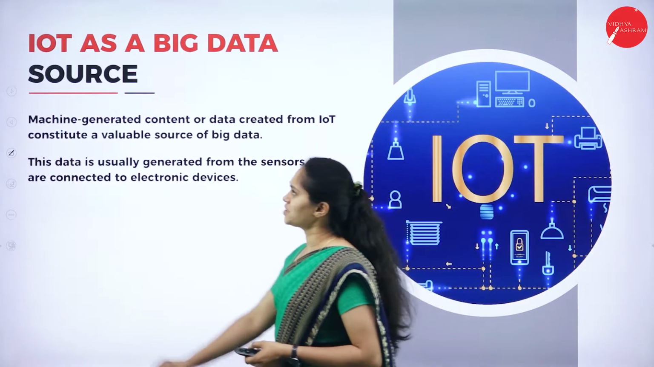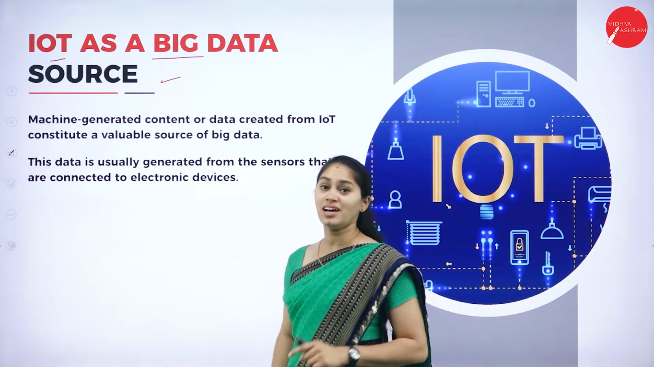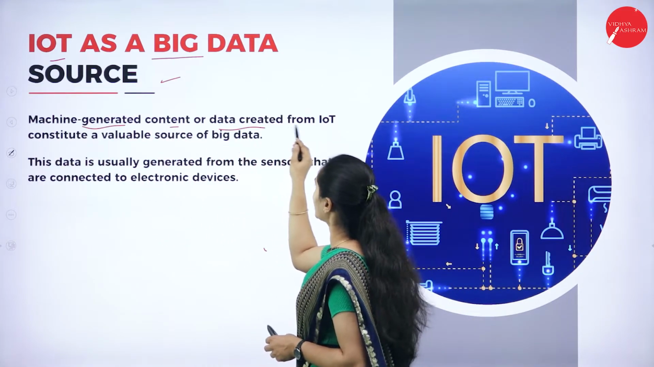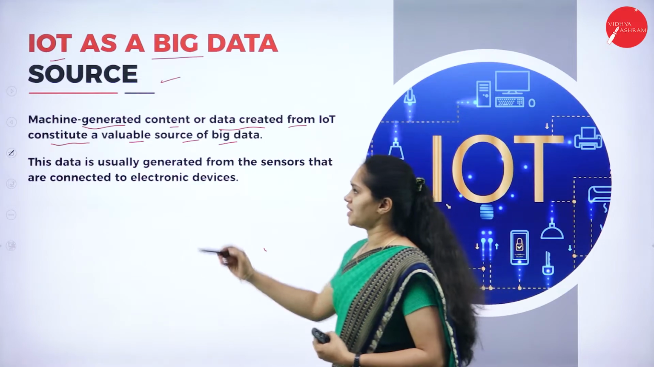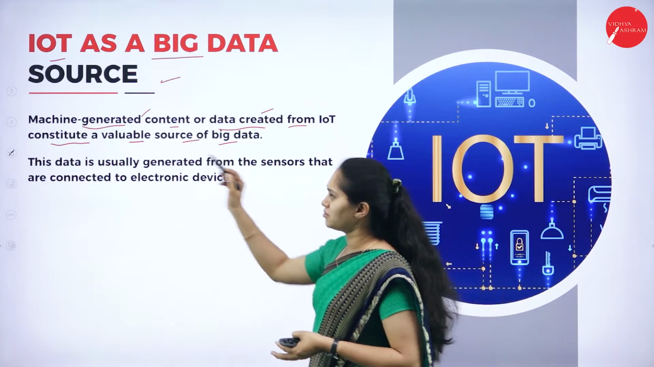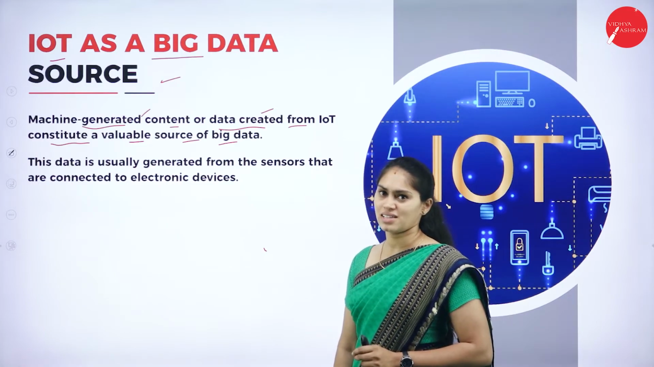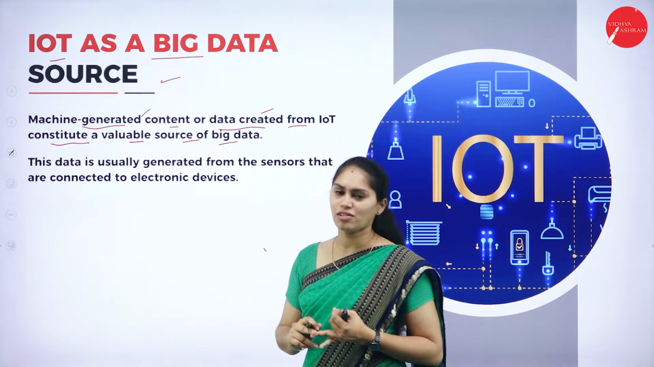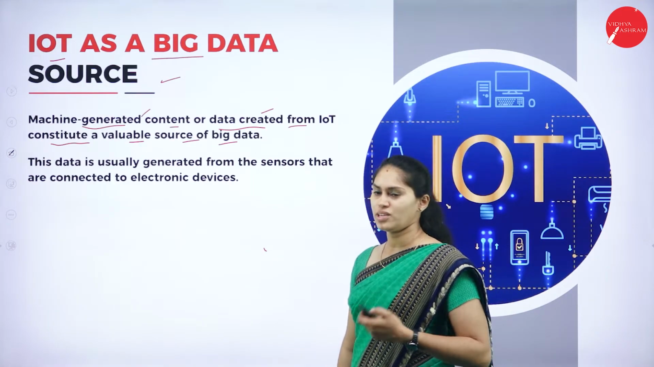We'll see the next point, that is IoT as a big data source. That is, Internet of Things can be used as a big data source. How can I do that? So machine generated content or data created from IoT constitutes a valuable source of big data. So with the help of this machine generated content or data which is created from the IoT machines, that will create valuable data which will be used for my analysis. So I can get the data from various sources. I can get the data from media, from the web, from the cloud. Also we can get the data from IoT as well.